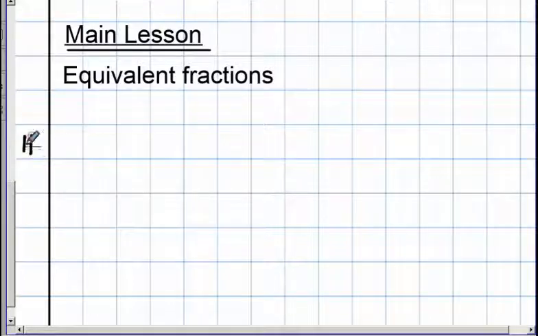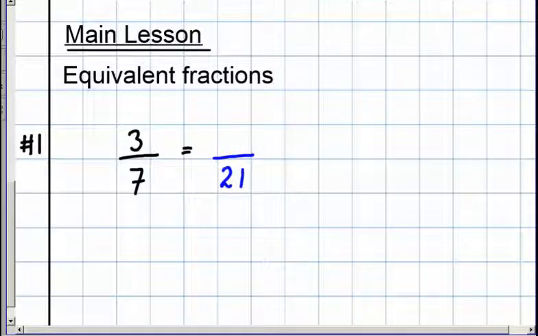Let's look at our first example, boys and girls. 3 over 7 is equivalent to something over 21.